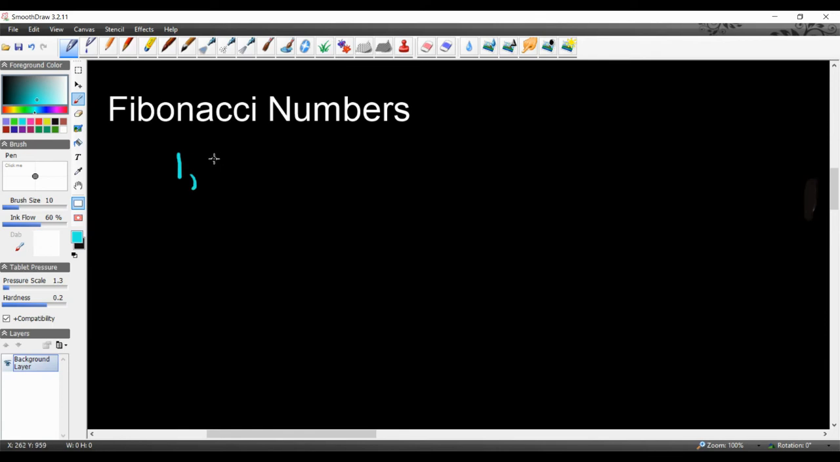So the first one is 1, the second one is also 1, the third one is 2, the fourth one is 3, the fifth term, so 1, 2, 3, 4, the fifth term would be 5. Can you figure out the next term? I'm going to give you a few seconds, see if you can figure it out without cheating. Okay, so if you said 8, you are correct. This is a very special sequence.